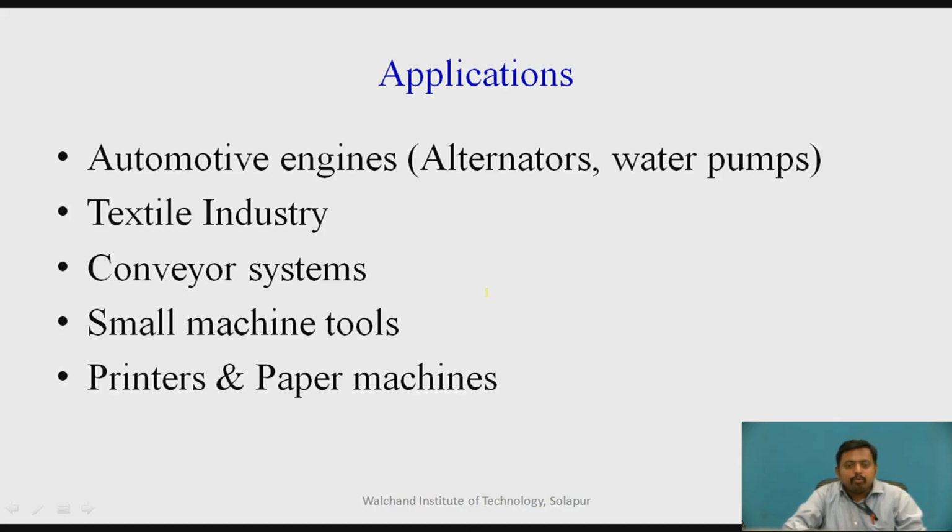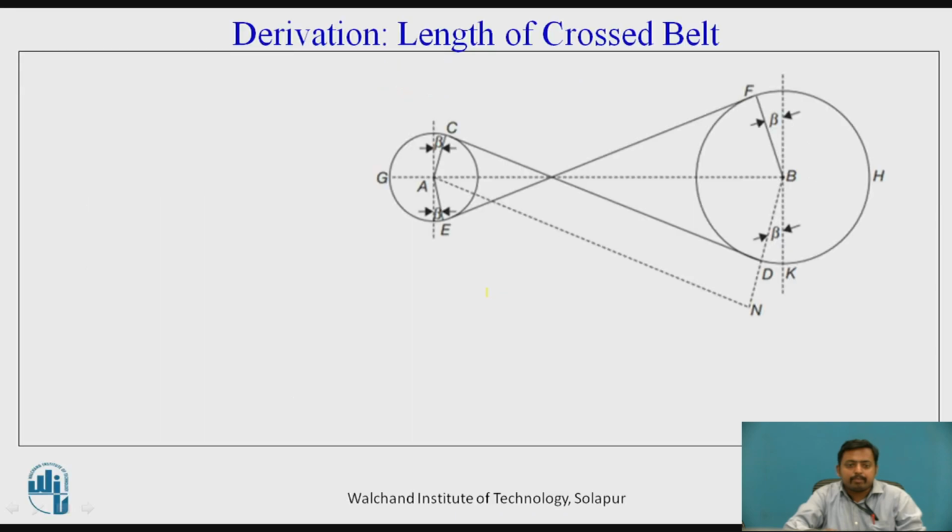Applications include automotive engines, textile industries, conveyor systems, small machine tools and printer and paper machines. All these are the applications of crossed belt drive where space constraint is there.